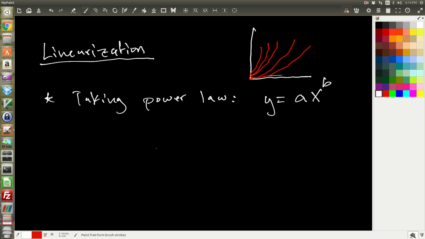So for the power law, the way that we linearize it is we can take the natural log of both sides. So let's take the natural log of both sides.